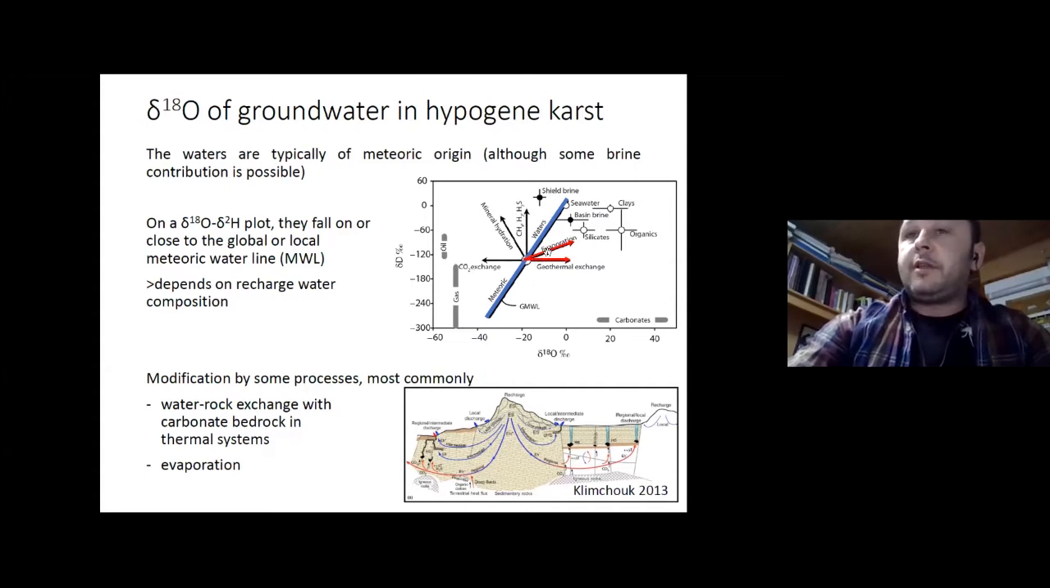On the other hand, another significant process to modify the composition of the water can be evaporation. For example, if it's a pool of water at the water table, let's say the discharge part of this hypogene karst system, we can have evaporation, in which our remaining water will be enriched in both oxygen and hydrogen heavy isotopes.